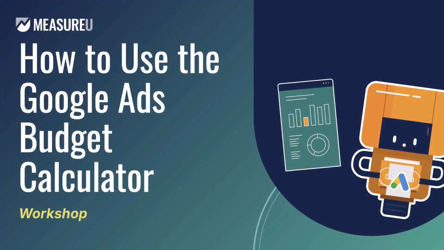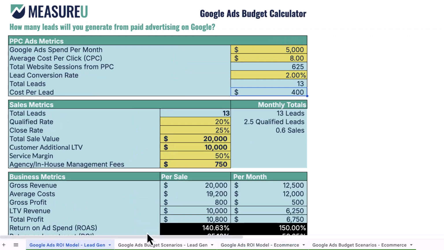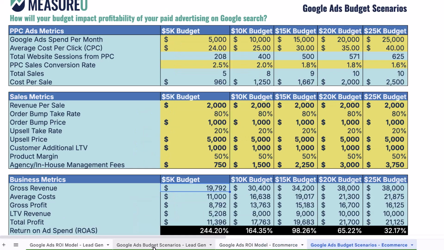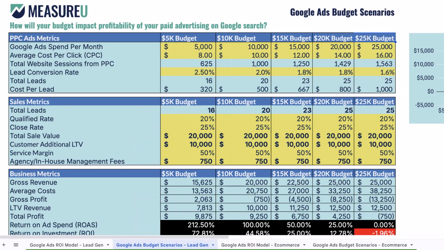So let me show you how to use the Google Ads Budget Calculator. Here we are in the calculator. You'll notice that there are several tabs here. We have lead gen, if your primary objective is generating leads that then go to a sales team, probably higher ticket or something along those lines, or e-commerce, which is where you're selling directly to customers on your website. There are a few different options here and scenarios you can play, and I'm going to walk you through each of these so you can get the most out of this tool.